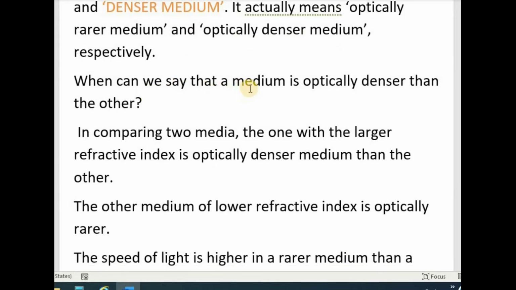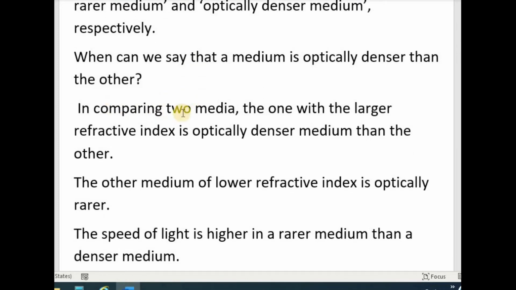When can we say that a medium is optically denser than the other? How can we say a medium is optically denser? While comparing two media, suppose we have air and water. When we are comparing, the one with the larger refractive index is optically denser than the other. How can we say that a particular medium is denser or a particular medium is rarer?